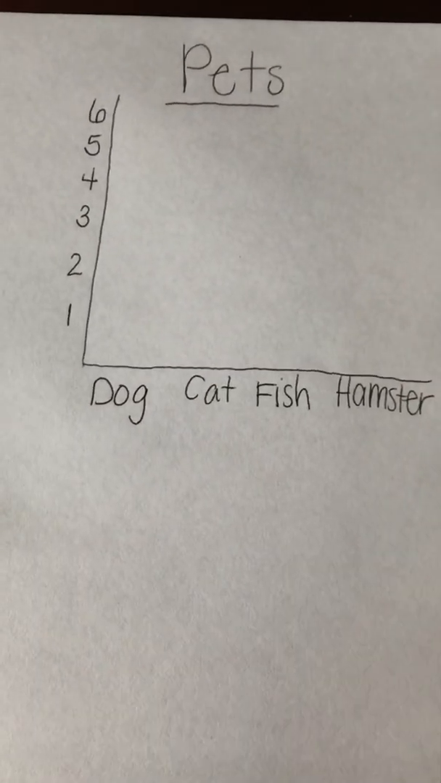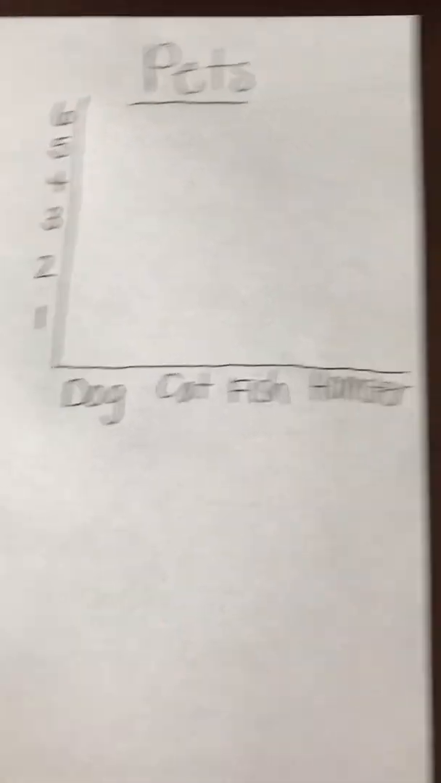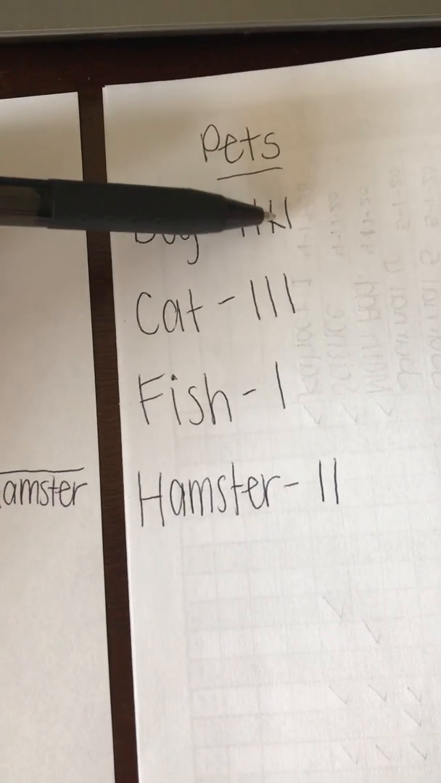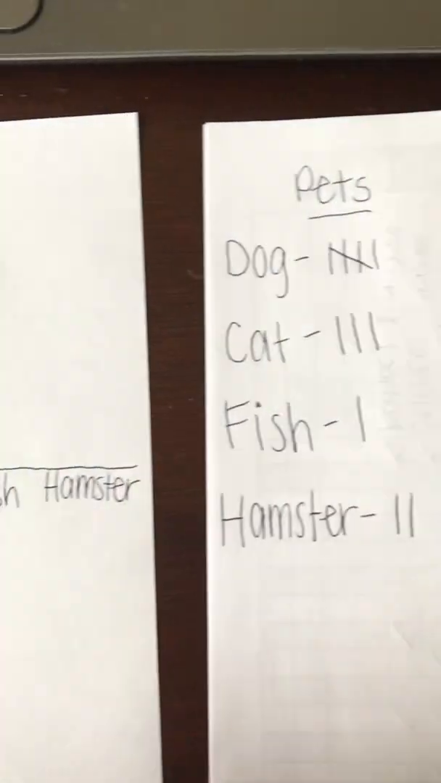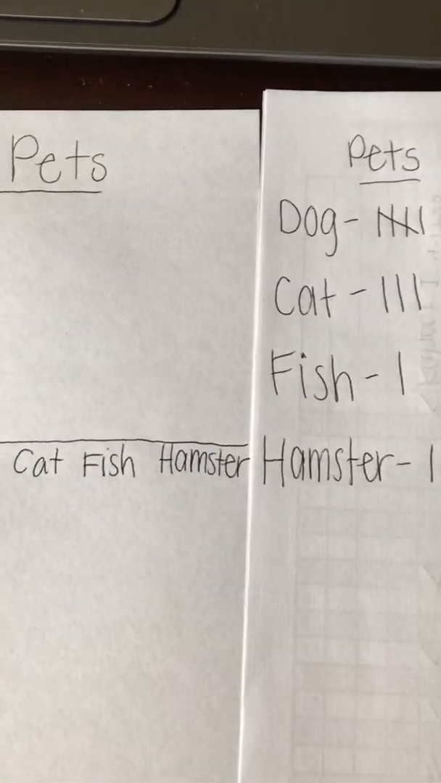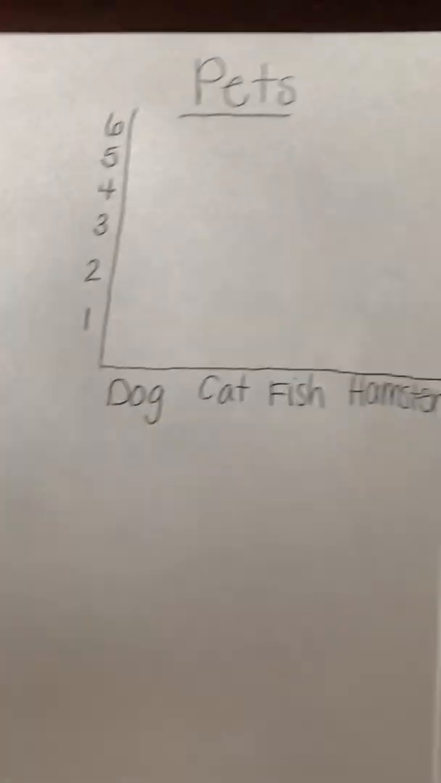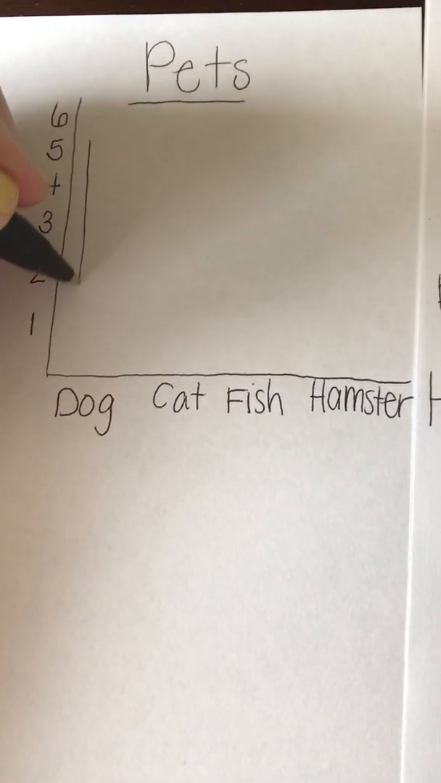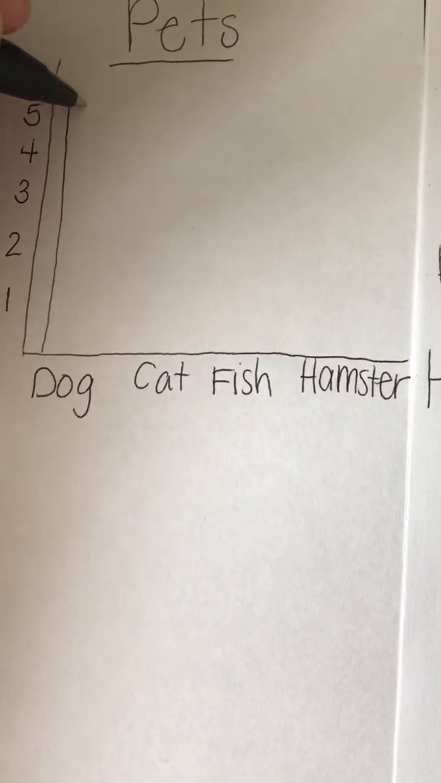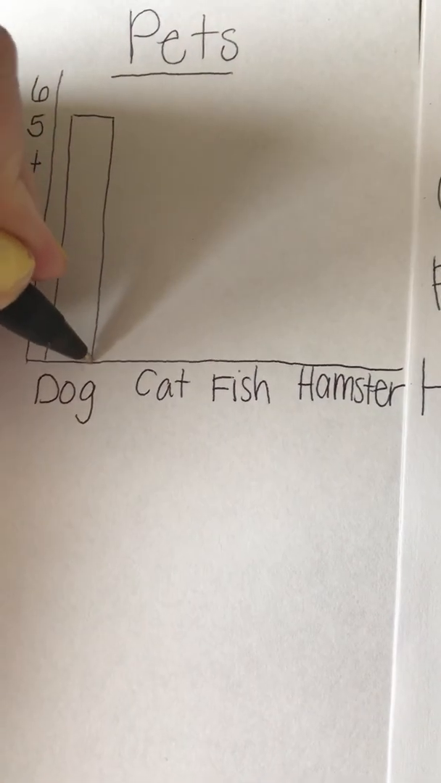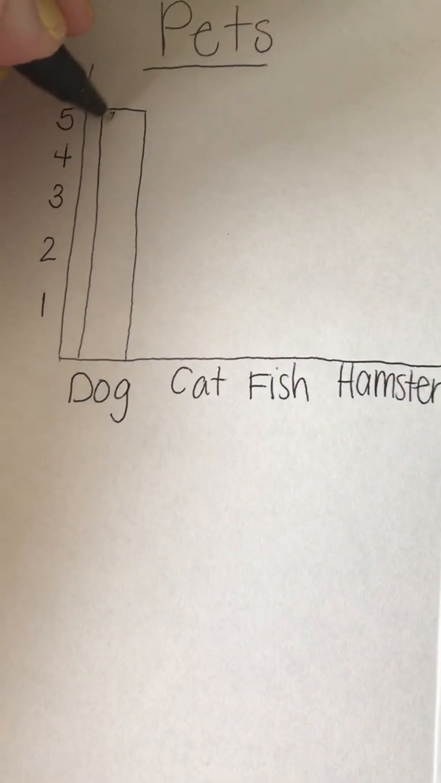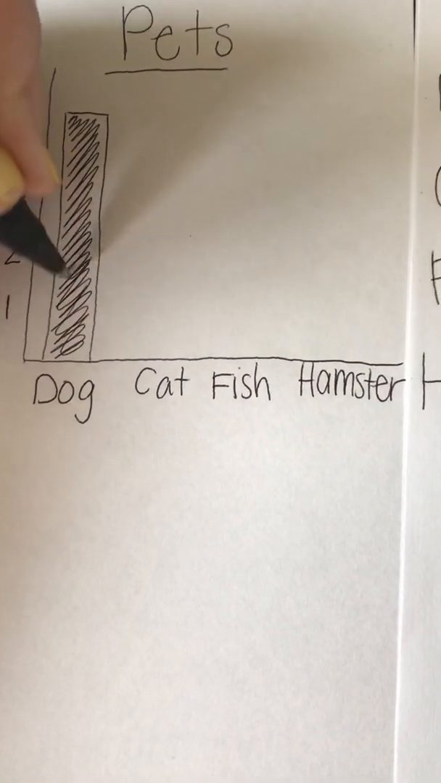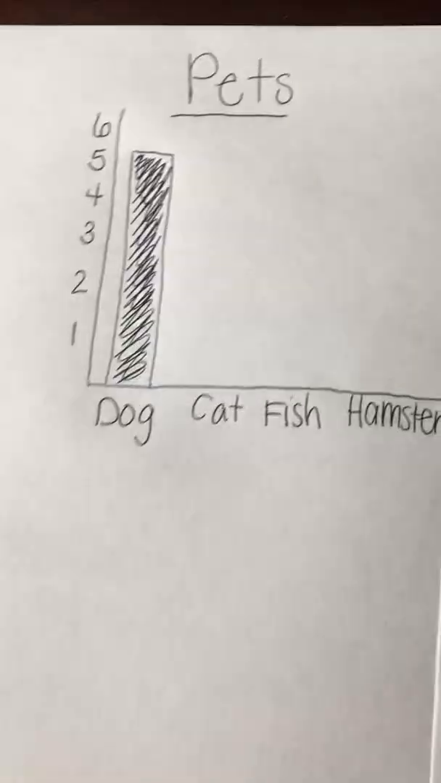Okay. Now, when I look at my data over here, I see that dog has some tally marks there. I can count 1, 2, 3, 4, and that crossover means 5. There are 5 people in my survey that have a dog as a pet. So when I come to my bar graph, I'm going to find that number 5 and match it up with the dog. I'm just going to draw a bar. Then I'm going to color that bar in, as best as I can.